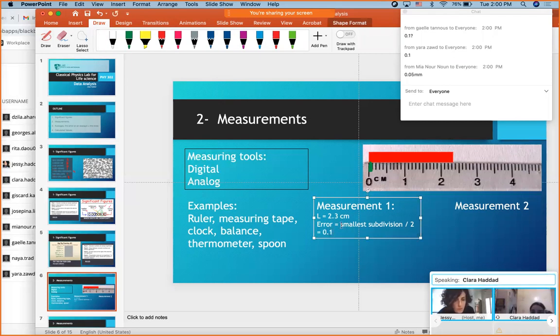Centimeters. Okay, so I just took the smallest subdivision divided by 2. So 0.1 centimeters divided by 2 is 0.05 centimeters. That's the uncertainty or the error. Let me underline it on my measurement. Now the question is, how many decimals is this? I'm still with Clara, 2 decimals.